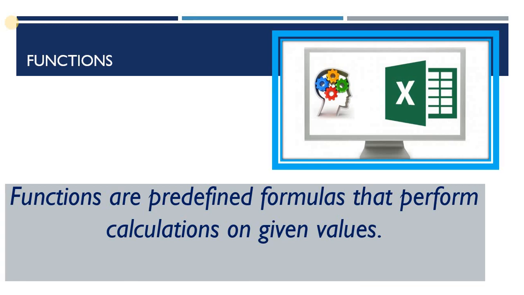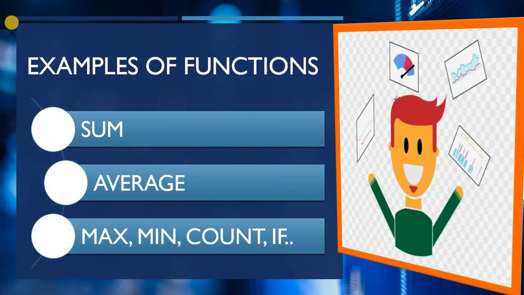Whenever we want to apply any kind of function, for example sum, average, maximum, minimum, or any other function, you just simply click on it and it will give you the answer. Before going ahead, have a look at the examples of functions. For the time being, we are focusing on the functions available in your book: sum, average, maximum, minimum, count, and if. So let's start exploring one by one.